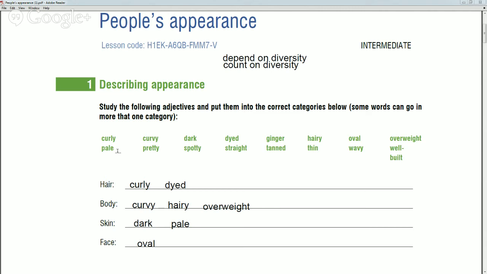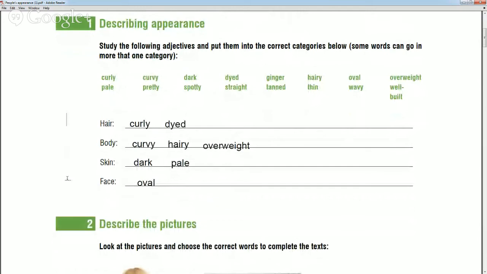So, pale. We have dark skin, pale skin, pretty. What word would that be used? I mean, what category would pretty be in? I think it could be used with any category: pretty face, pretty skin, pretty body. Yeah, normally it's used with pretty face. I would say that would be the more common one. But yeah, you're right. Just like with hairy, you can say a hairy face as well.